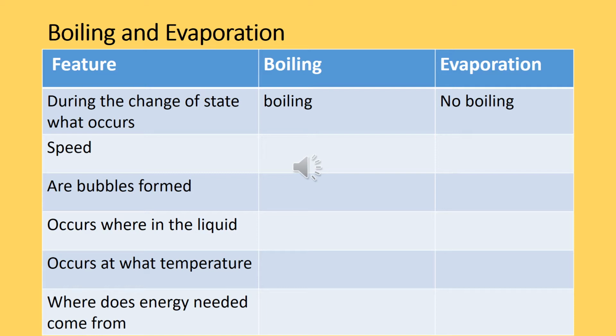The third thing is, would we see bubbles during either of these? Next one, where in the liquid does boiling or evaporation occur? And then, at what temperature does boiling occur and evaporation? And finally, where does the energy come from that is needed for boiling and evaporation? When you finish this, you can check your answers against the next slide.